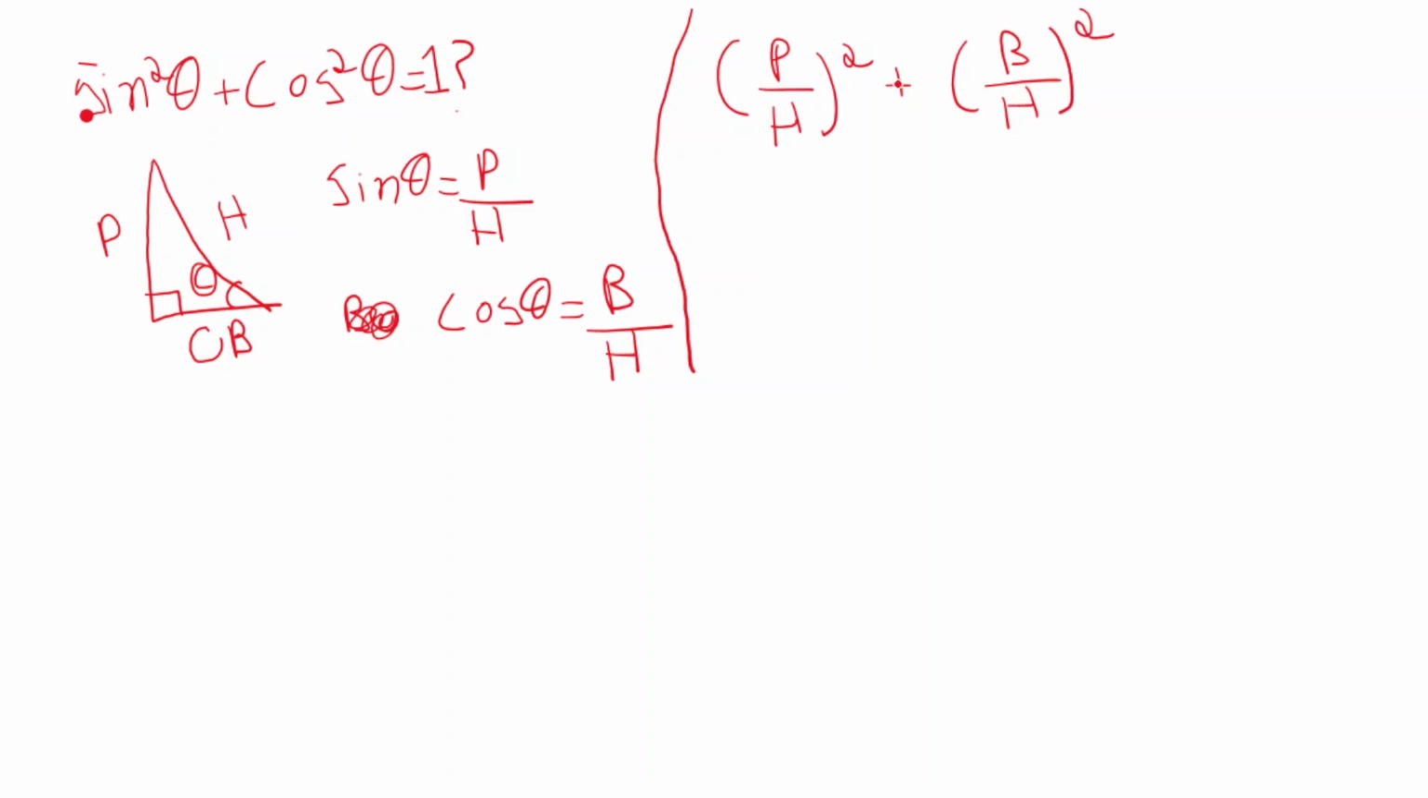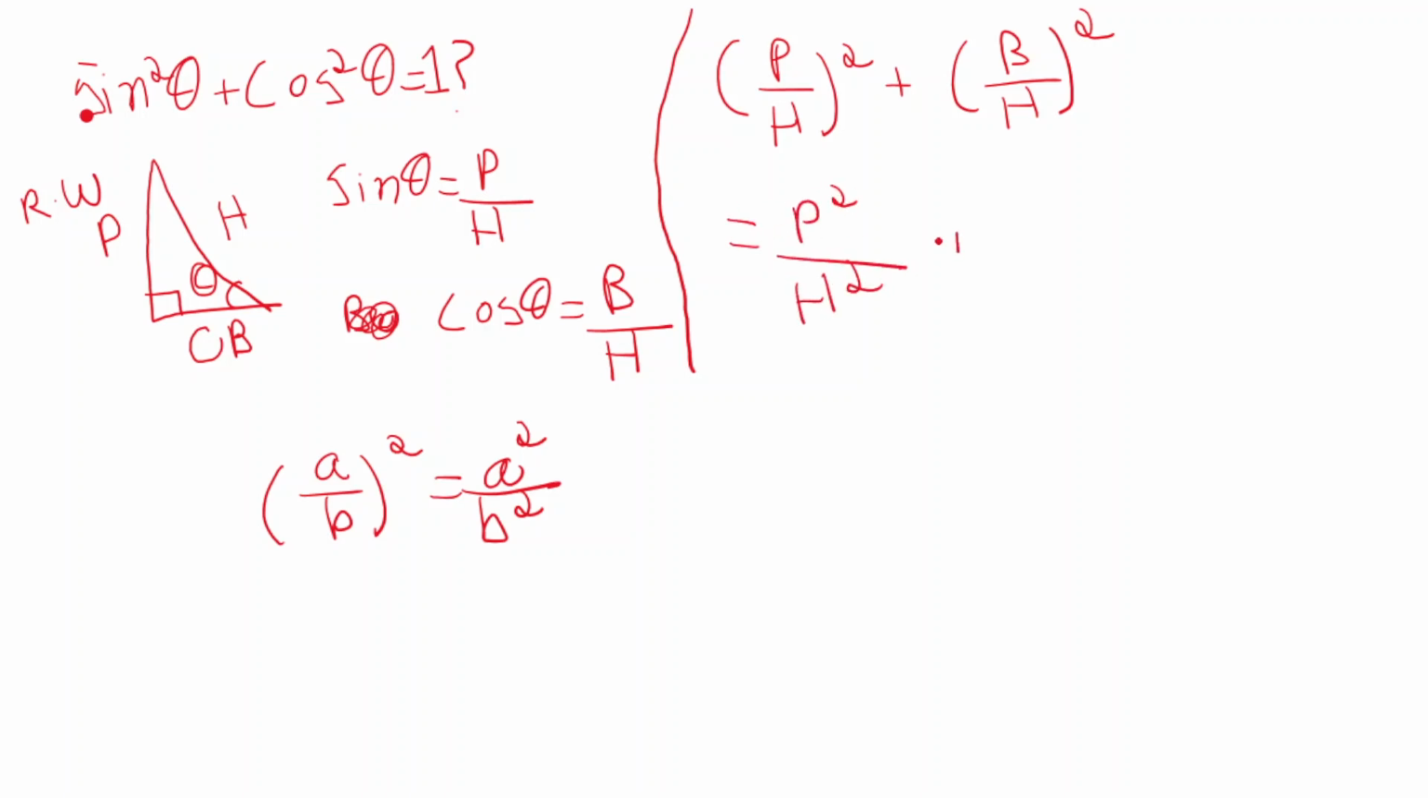So now what we're going to do is, we remember that whenever it's a over b whole square, we can easily write it as a square over b square. So this is rough work, all of this is rough work. So I can write it as perpendicular square over hypotenuse square plus base square over h square. So I can take LCM over here, I'm going to get h square. Then we have perpendicular square plus base square.